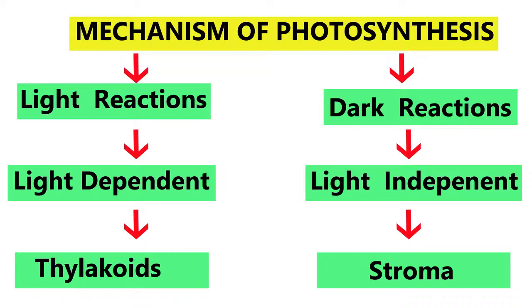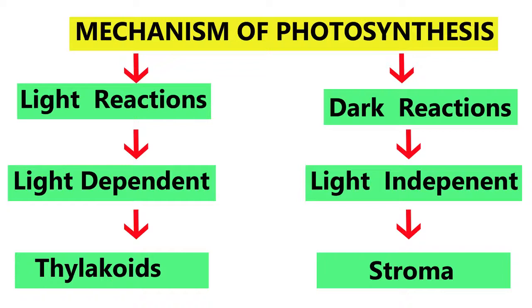Is it clear, children, or everyone? So light reactions and dark reactions. Light reactions are also called light dependent reactions, and they take place in the thylakoids. And dark reactions are also called light independent reactions, and they take place in the stroma. So now we come to the light reactions. Already we have learned that they happen in the presence of light. That's why they are also called light dependent reactions.